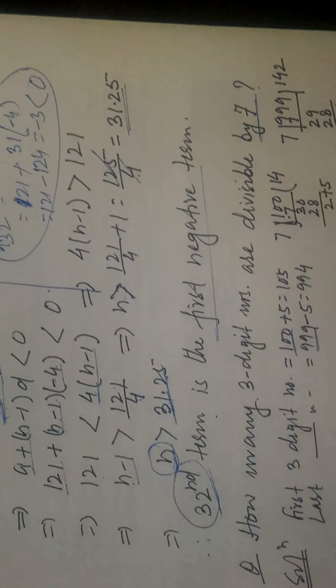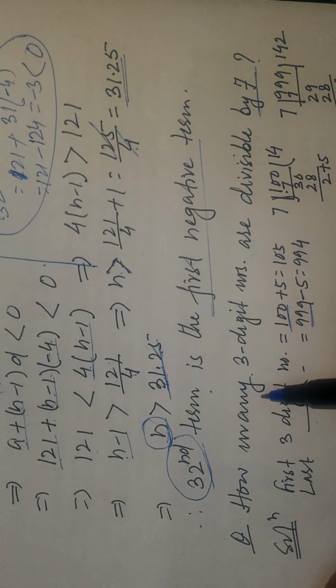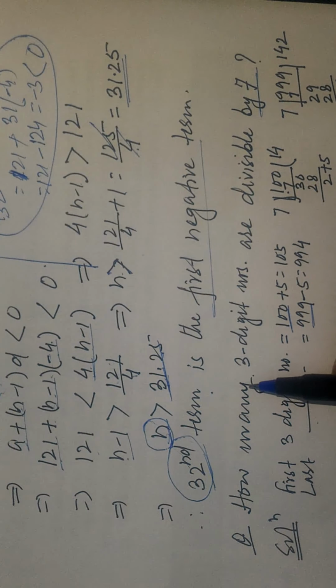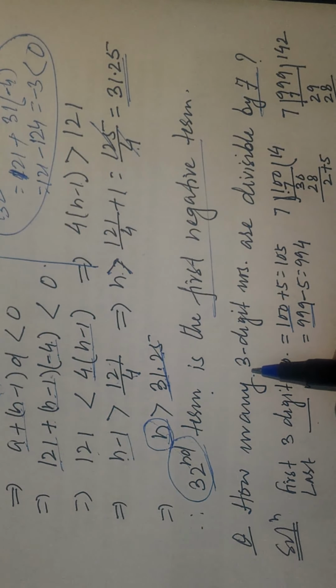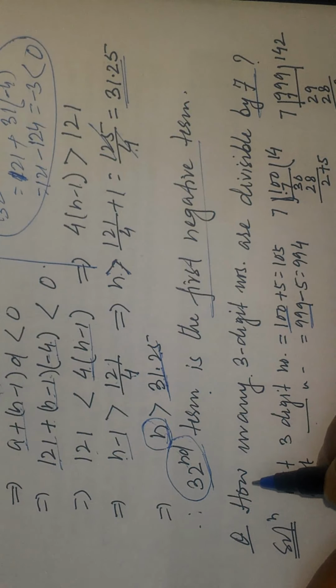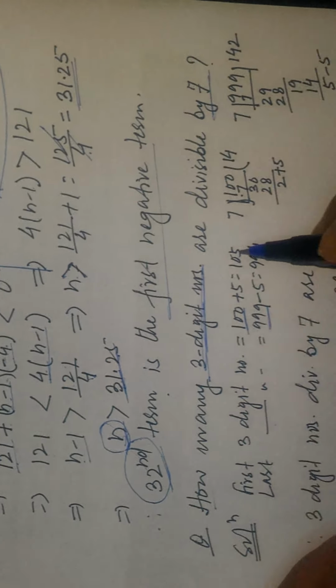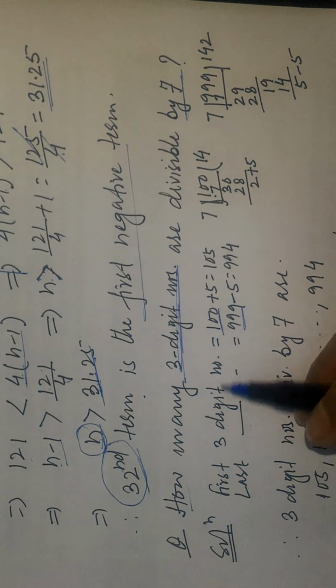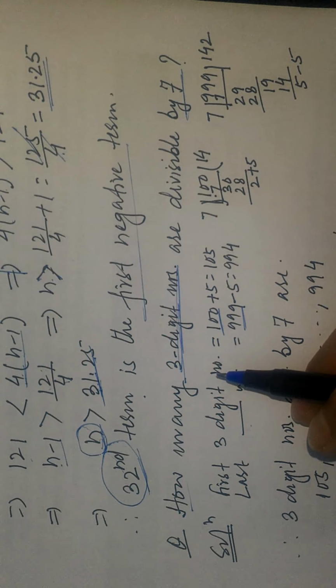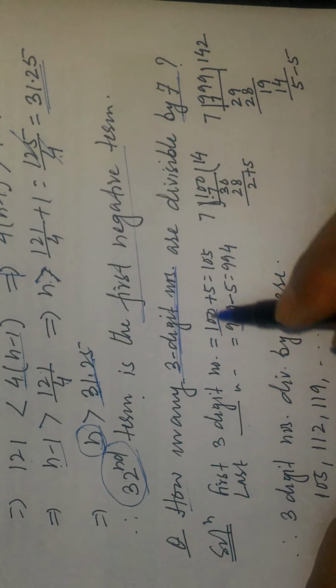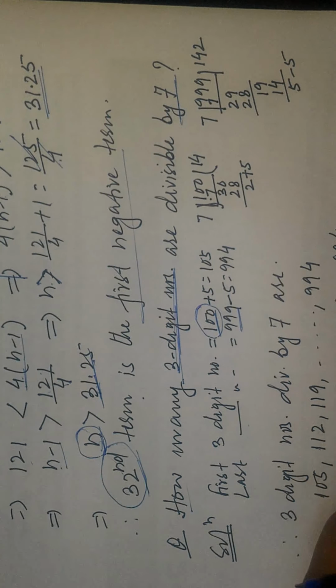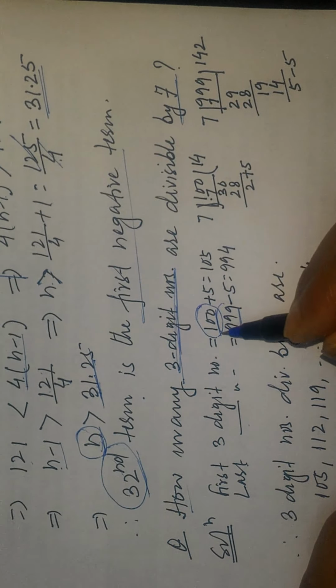Now the next question, if you want to find out between two given numbers how many numbers are there which are divisible by a particular number. Say here the question is how many three digit numbers are divisible by 7. So now we have to find out which is the first three digit number, what is the last three digit number. We know the first three digit number is 100 and the last three digit number is 999.